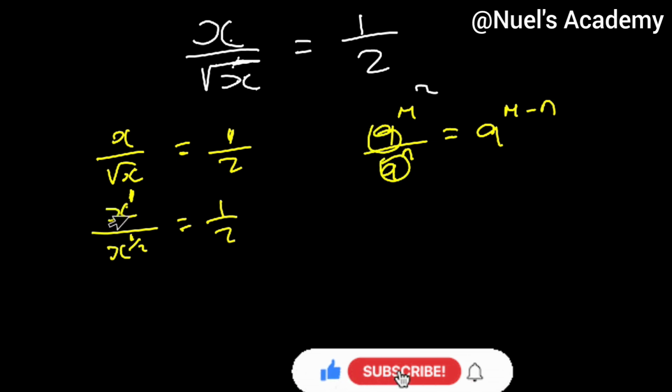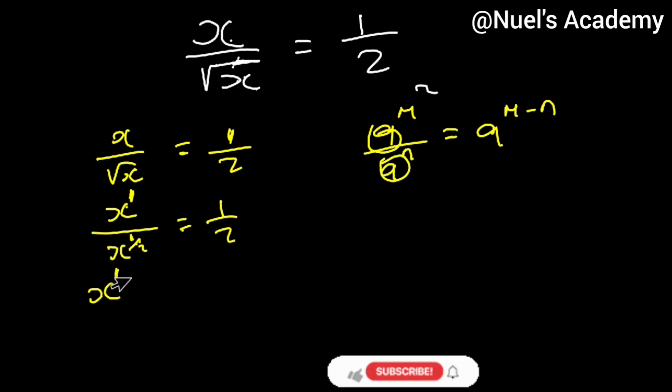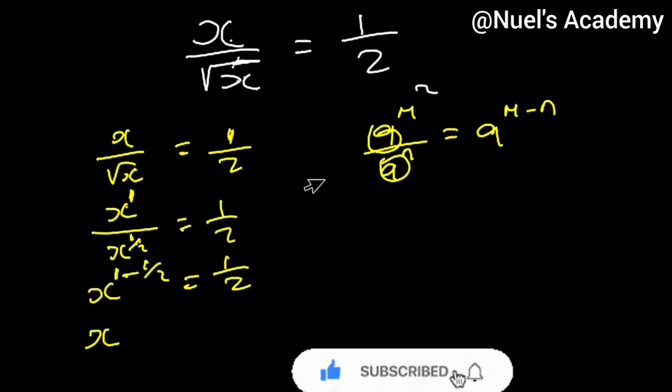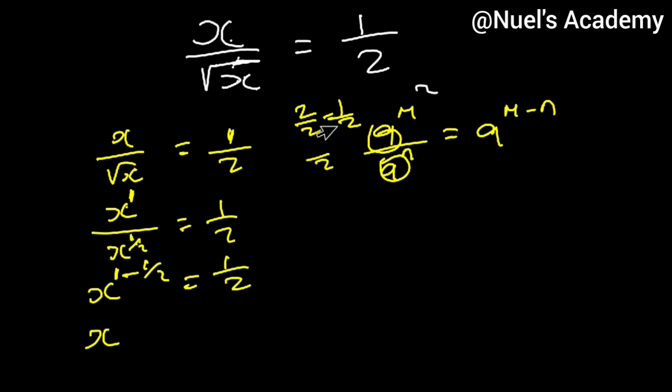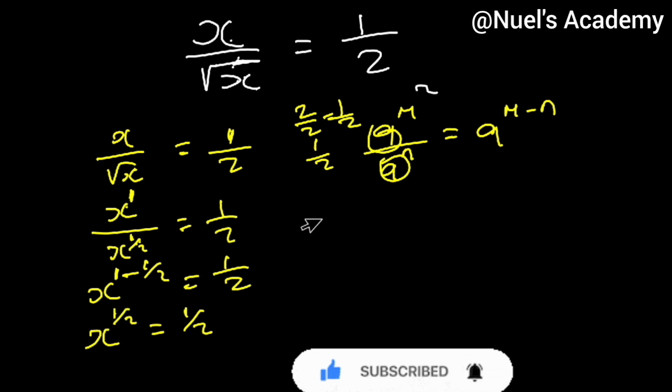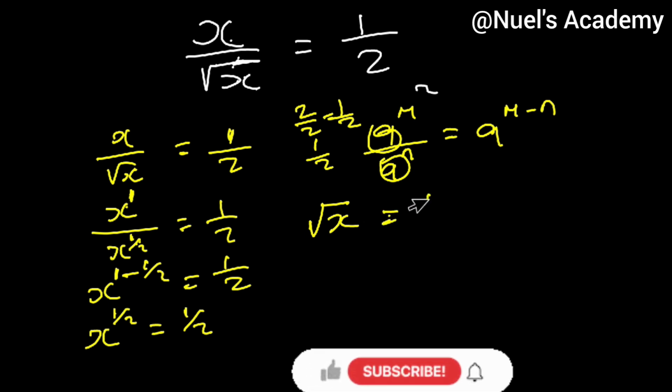Same thing will happen here. Since the bases are the same, we're going to subtract the exponent of the denominator from that of the numerator. So it's going to be 1 minus half, equal to 1 over 2. So x raised to the power 1 minus half is the same thing as 2 over 2 minus 1 over 2. They have common denominators, so 2 minus 1 is equal to 1. So 1 minus half is half, equal to 1 over 2. And so x raised to the power half can be written as square root of x equal to 1 over 2.